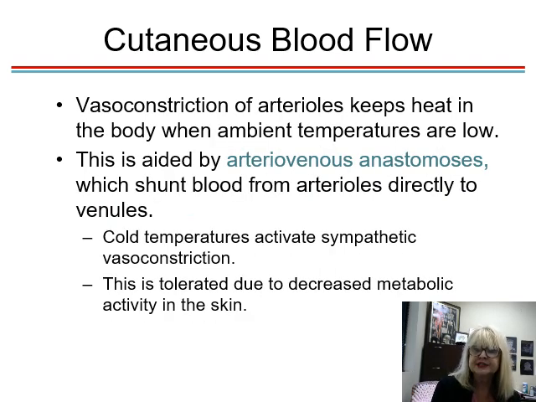Vasoconstriction of the arterioles keeps heat in the body when the ambient temperatures are low. This is aided by the arteriovenous anastomoses, which shunt blood from the arterioles directly to the venules. Cold temperatures activate the sympathetic vasoconstriction, and this is tolerated due to decreased metabolic activity in the skin.